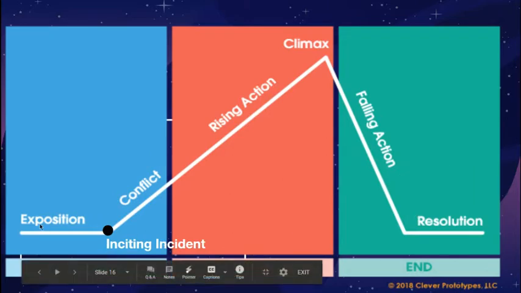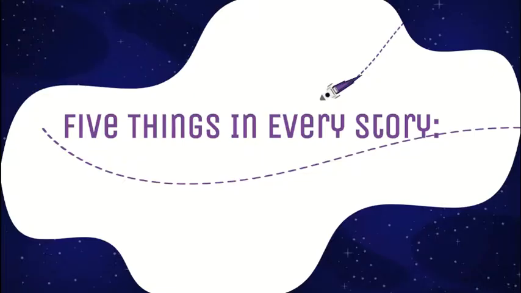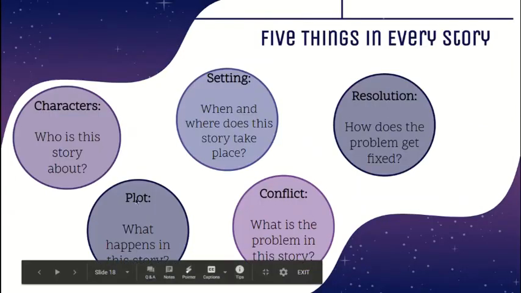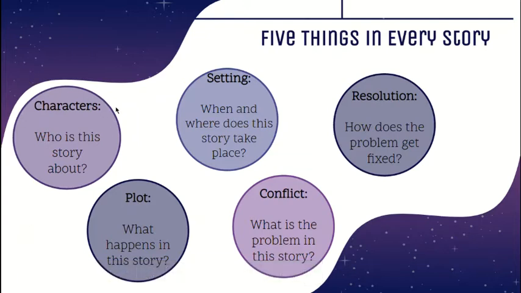So this is what our plot diagram looks like. Our story mountain, as some people call it, a basic structure to a story. Our stories are also going to have these features in them. And there are 5 things you have to include in every story. Every story has these 5 things in them. The first being characters. Who is this story about? How could you even have a story if you don't talk about who's in the story? So all stories have to have characters.